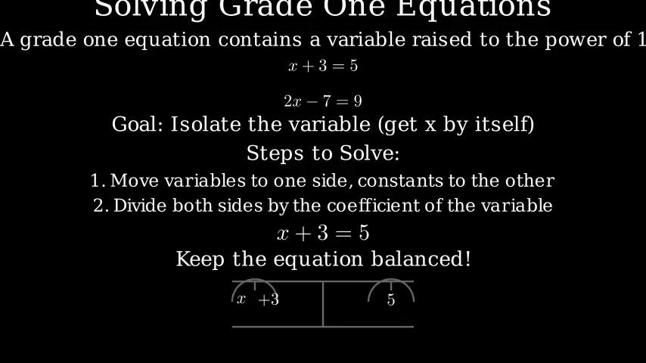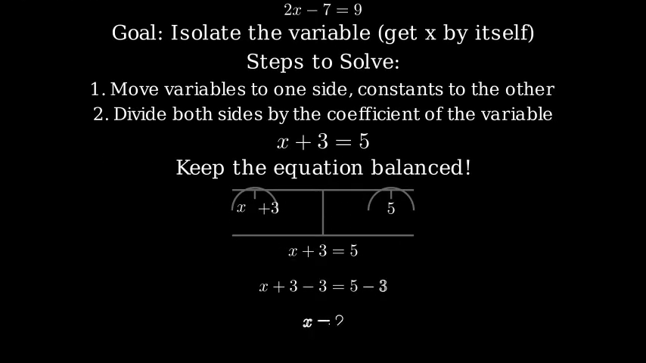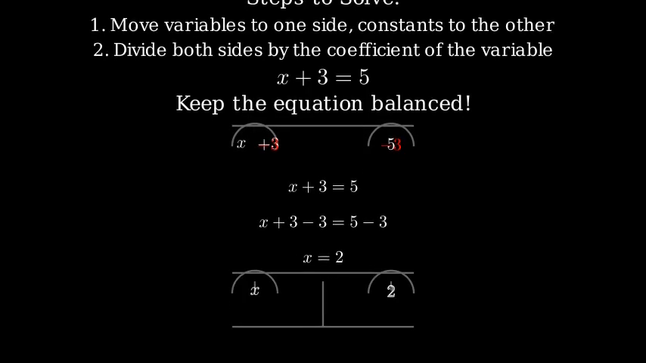Now, let's solve this equation. We need to move the constant 3 to the right side. To do this, we subtract 3 from both sides. On the left side, x plus 3 minus 3 equals x. On the right side, 5 minus 3 equals 2. So we get x equals 2.